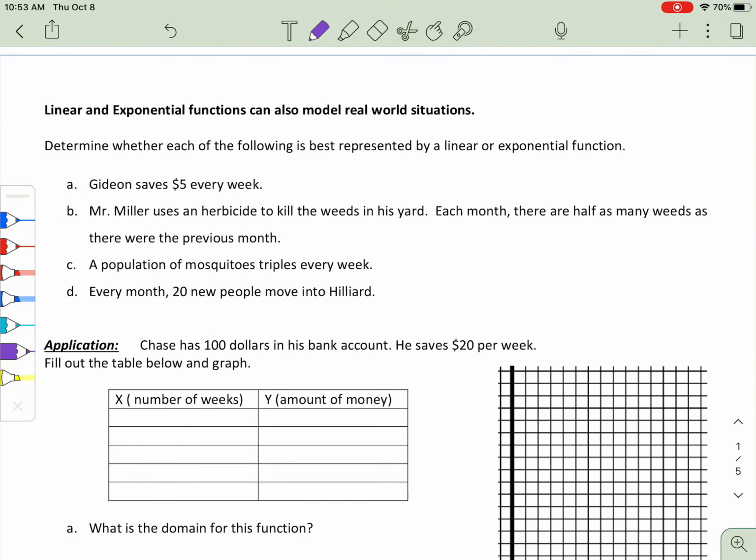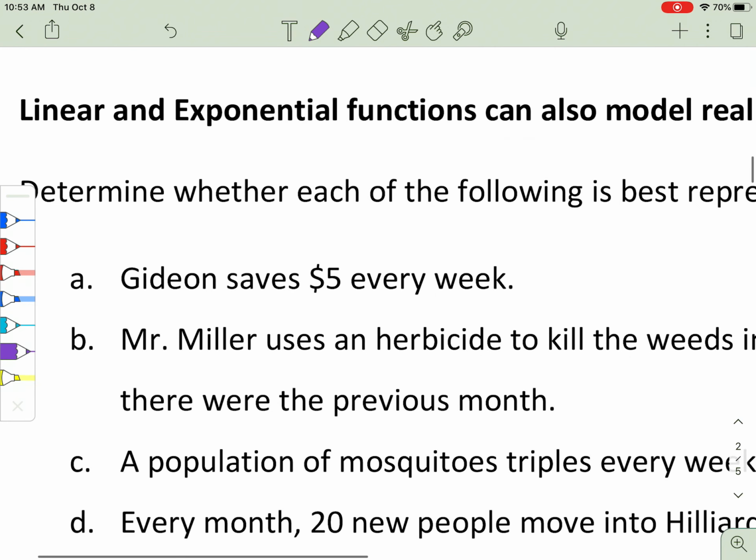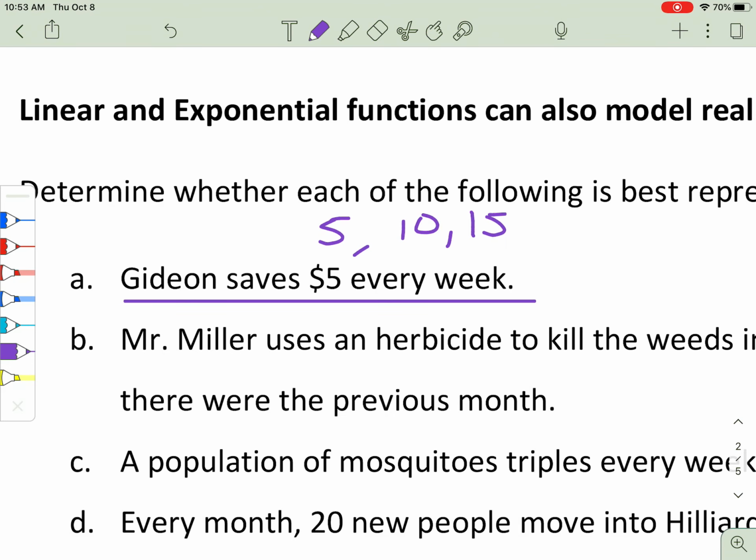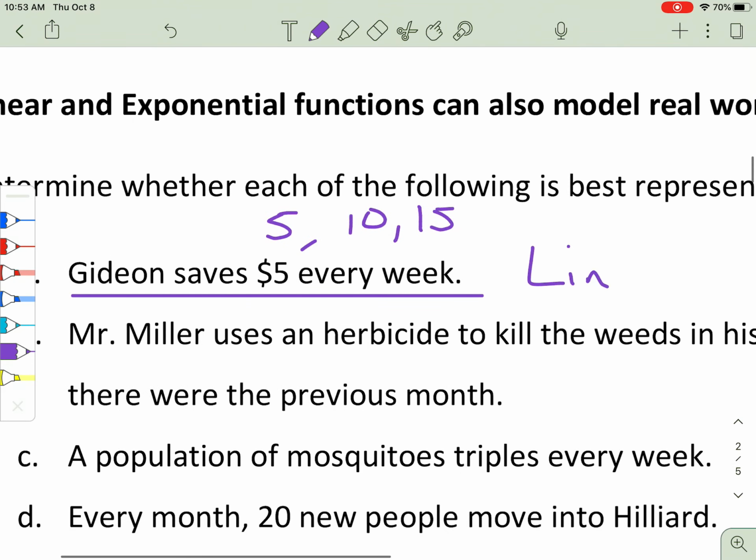All right, so looking at these examples, determine whether each of the following is best represented by a linear or exponential function. So what we're talking about is, how does it change? What's the rate of change? Is it adding or is it multiplying? Gideon saves $5 every week. Okay, so first week he's got 5, second week he's got 10, third week he's got 15. This is adding, so this is linear.